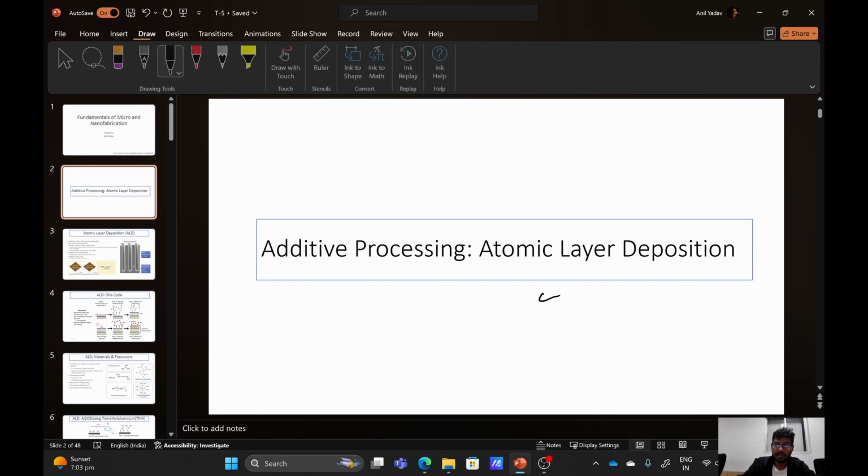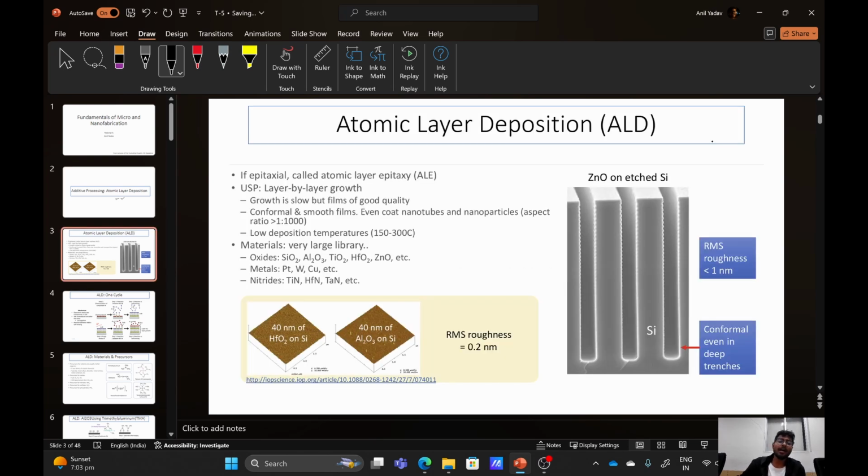This is another chemical additive processing. So let's get started. In atomic layer deposition, what happens is we grow the material over the substrate layer by layer. Layer by layer growth means we grow this material atomically, with atomically thin layers.